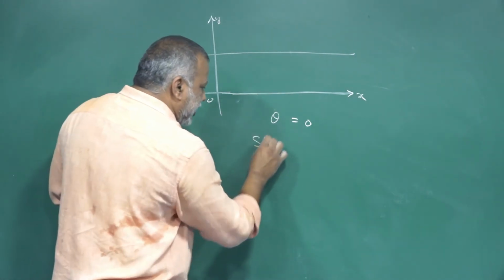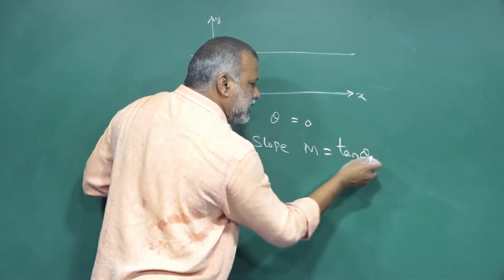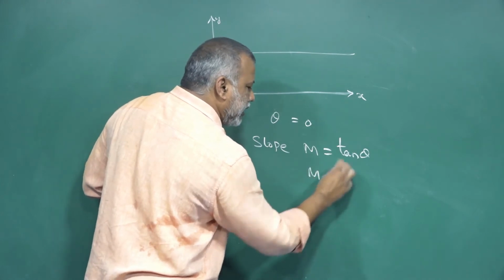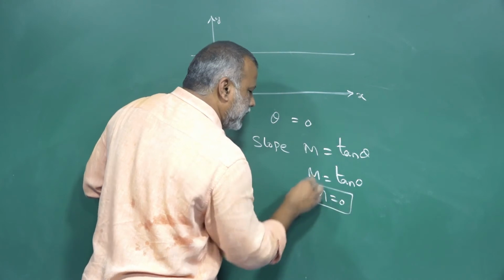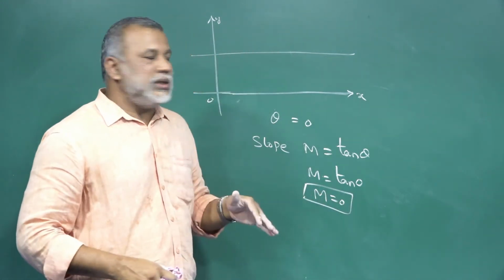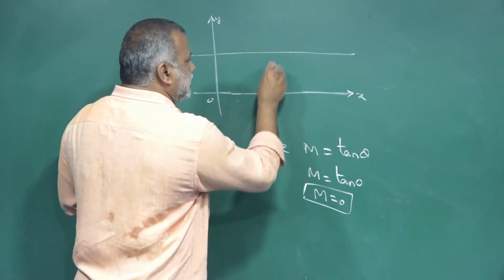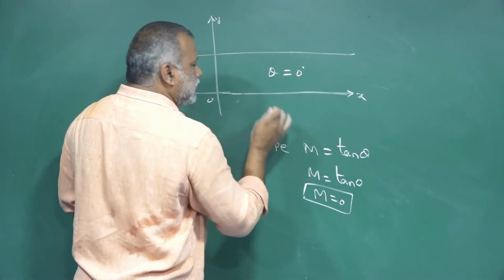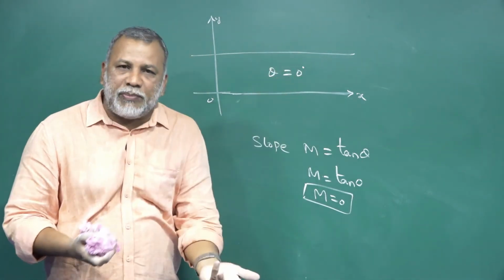Now slope, we know slope m equal to tan theta. Instead of theta I am using 0 degree. Therefore tan 0 is 0, so slope m equal to 0. So this line makes an angle theta, here theta equal to 0 degree. If theta equal to 0 degree, you can recall these two lines are said to be parallel.